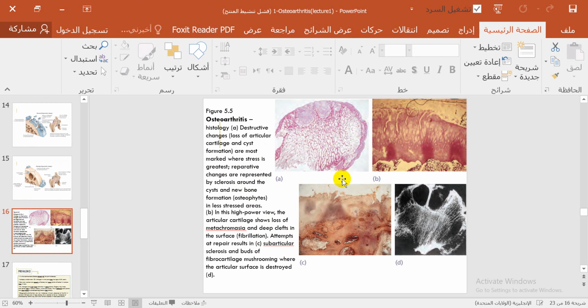Here, the microscopical pictures show new vascularity and vascular cyst formation here, and here in the high power view, you see the articular cartilage shows loss of metachromasia and deep clefts in the surface fibrillations. Attempted repair results in subarticular sclerosis and buds of fibrocartilaginous mushroom-shaped formations. Here, the mushroom shape is the osteophyte. Okay.